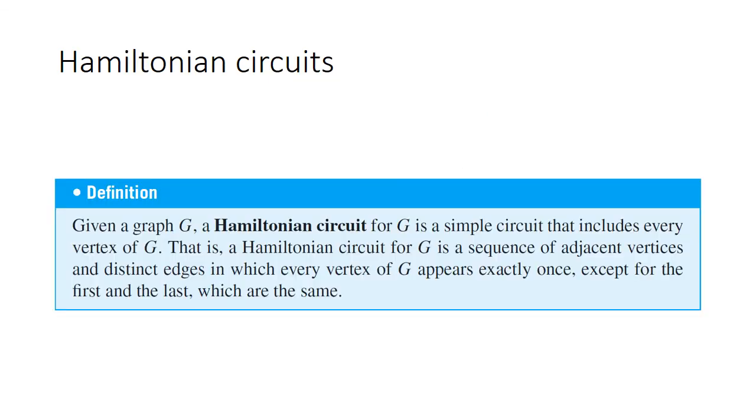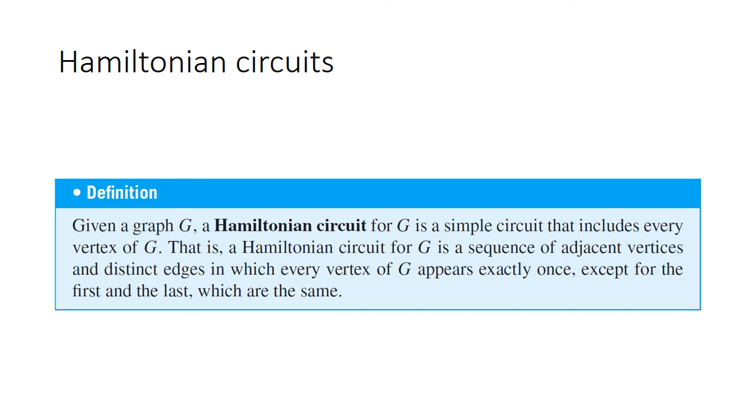Okay, so last concept for today is Hamiltonian circuits. So given a graph G, a Hamiltonian circuit for G is a simple circuit that includes every vertex of G. That is, a Hamiltonian circuit for G is a sequence of adjacent vertices and distinct edges in which every vertex of G appears exactly once, except for the first and last, which are the same.